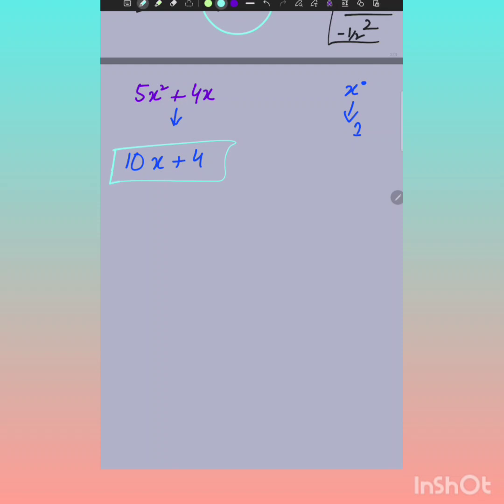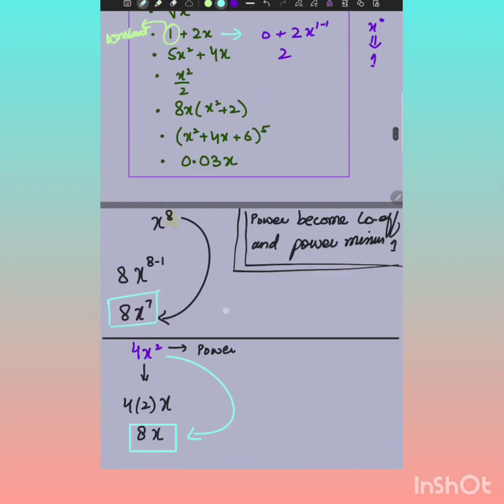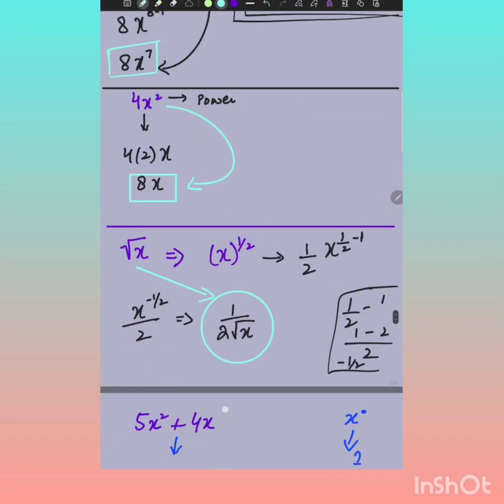This is very easy. Okay, now the next is x square upon 2.